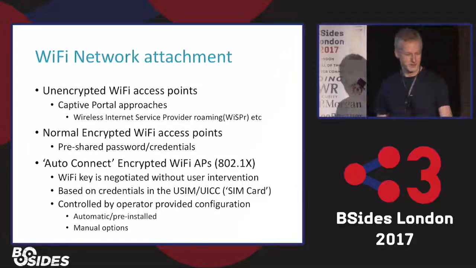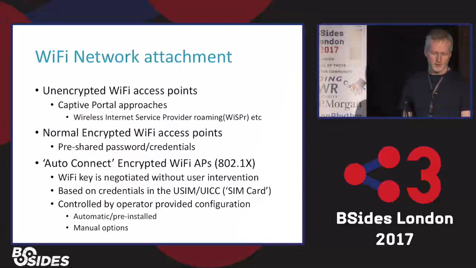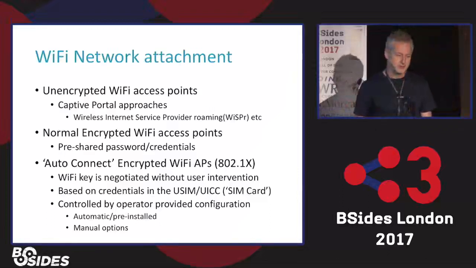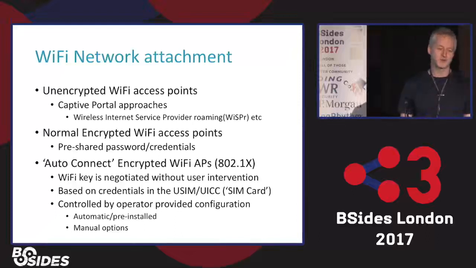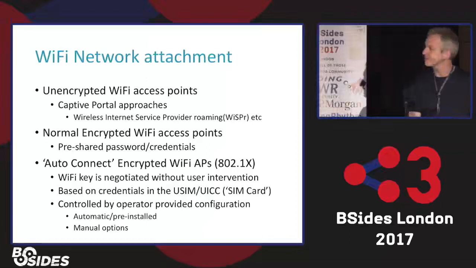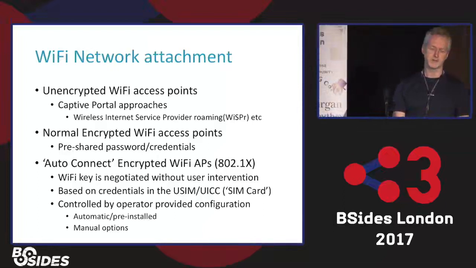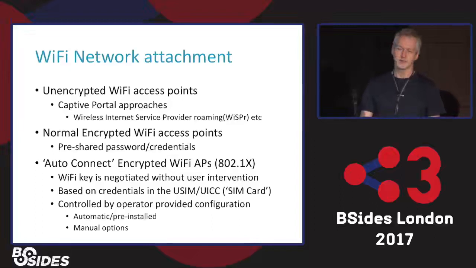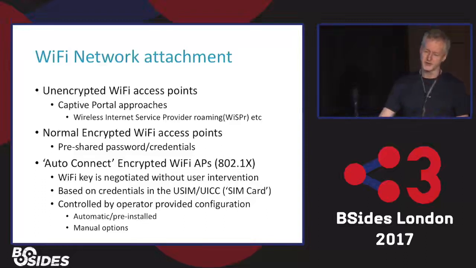So Wi-Fi network attachment: well, basically you've just got unencrypted connection to Wi-Fi access points, maybe with a captive portal thrown in. Then you've got normal pre-shared passwords, credentials, maybe pre-shared keys or something. And then you've got the auto-connect encrypted Wi-Fi APs, which is specified in the IEEE 802.1X standard. And then the Wi-Fi key is negotiated without user intervention typically, and it's based on credentials in the device. In this case, credentials that come from the SIM card.